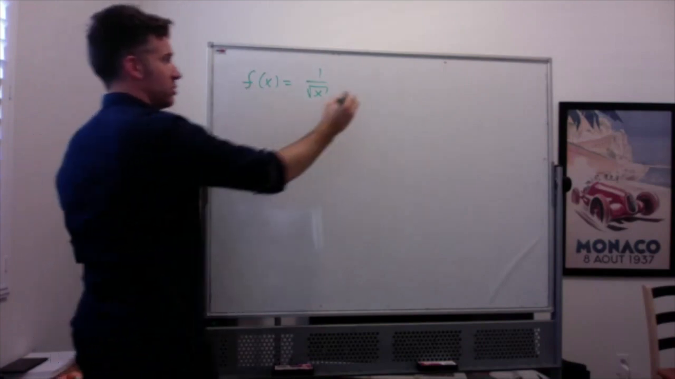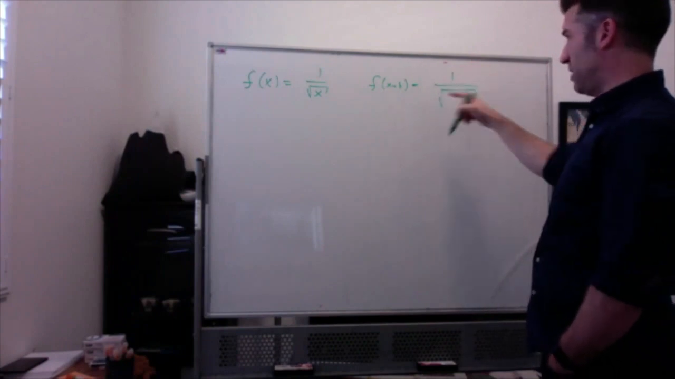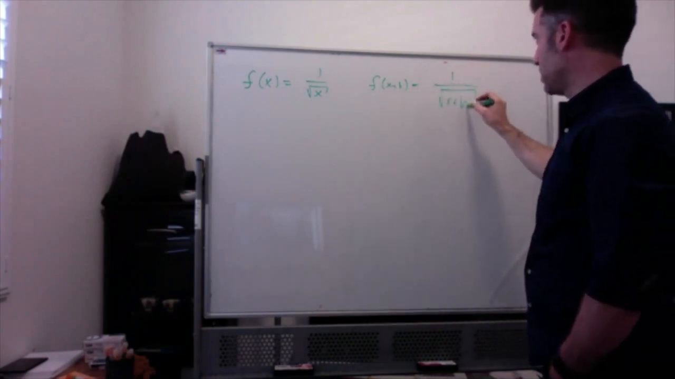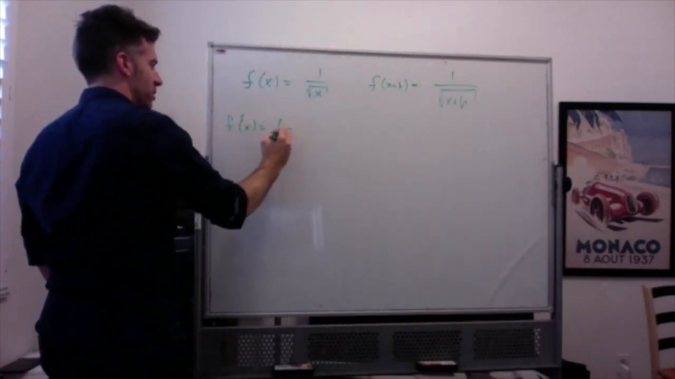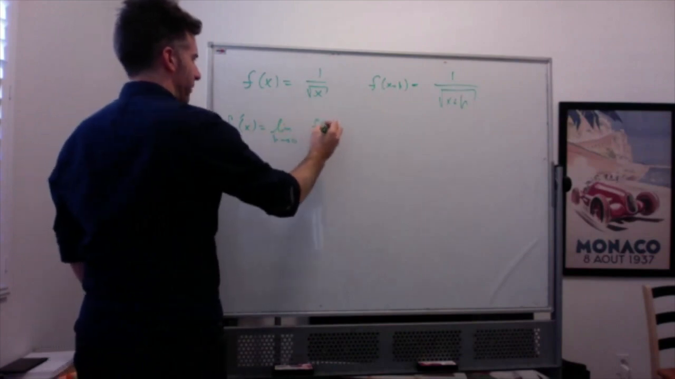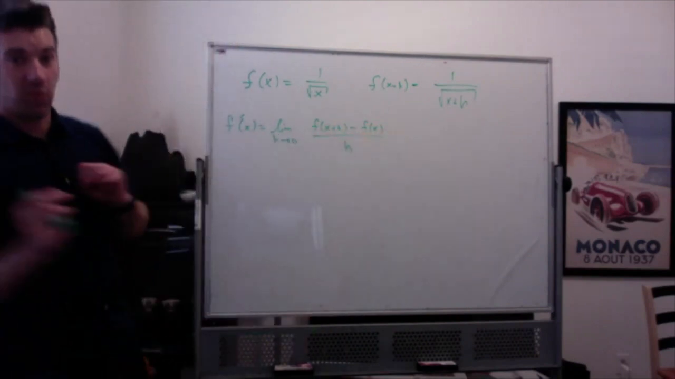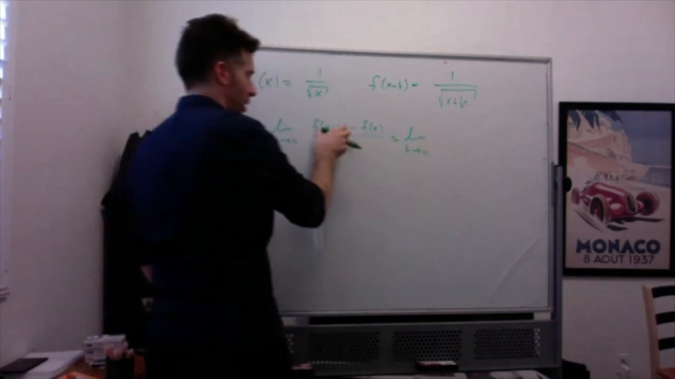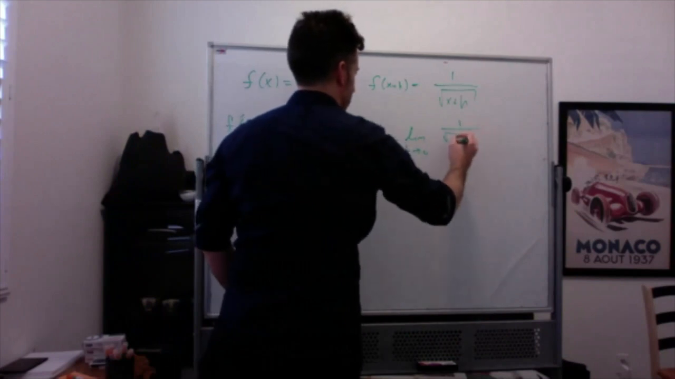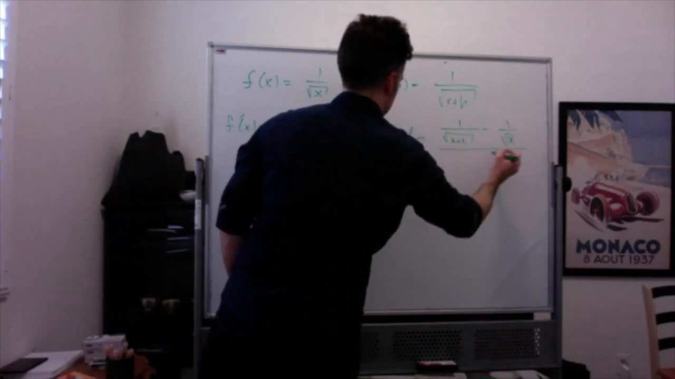So again, first I'm going to write f of x plus h, because I know I'm going to have to use it. So that's 1 over the square root of x plus h. Now to find the derivative, it's going to be the limit as h goes to 0 of f of x plus h minus f of x all over h. And then we're just going to throw it all in there. The limit as h goes to 0 of f of x plus h, which is 1 over the square root of x plus h, minus f of x, which is 1 over the square root of x, all over h.